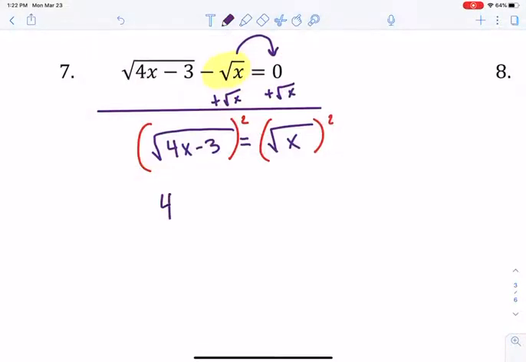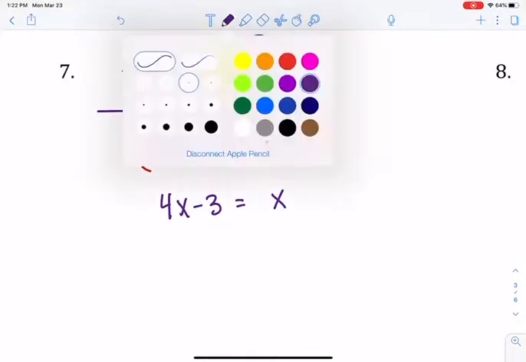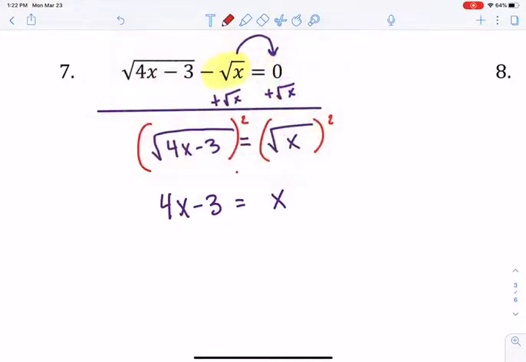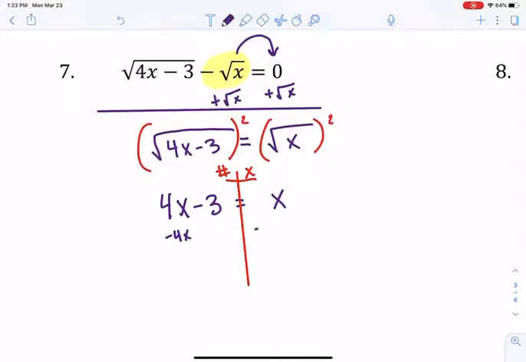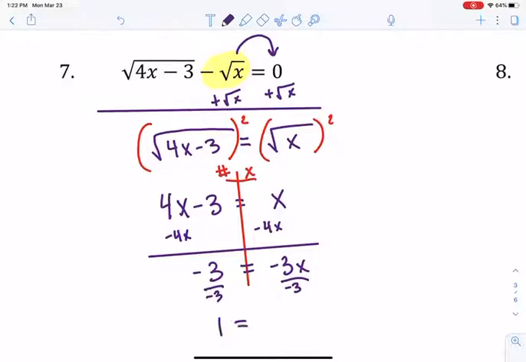So we are left with 4x minus 3 is equal to x. So we still want to solve for x now. This time I'm going to have the variable over on the right side of the equation. So let's subtract 4x on both sides. So that leaves me with negative 3 is equal to negative 3x. Divide by negative 3 on both sides. So 1 is equal to x.